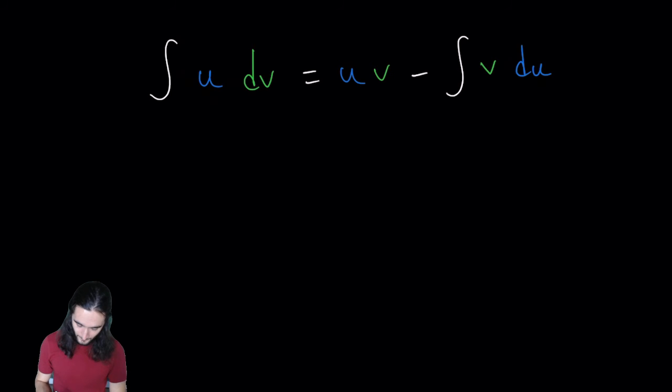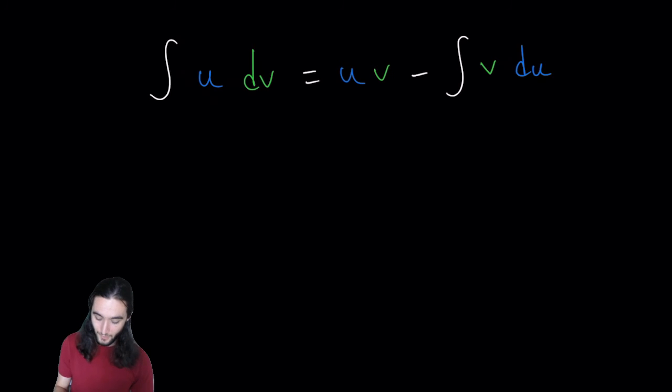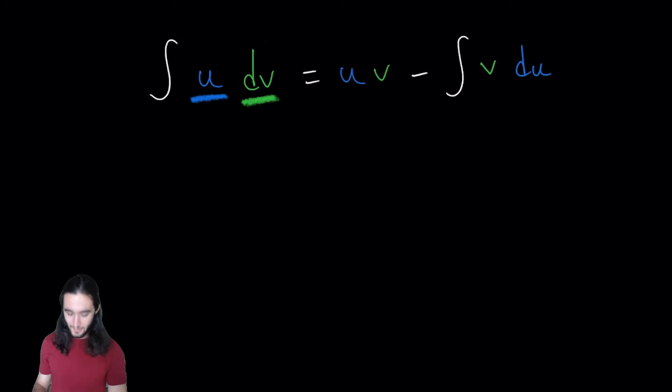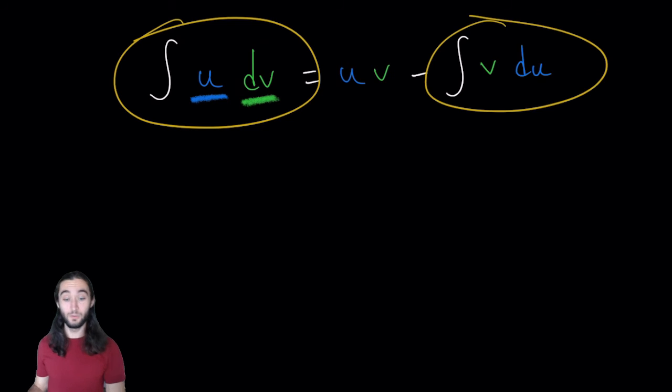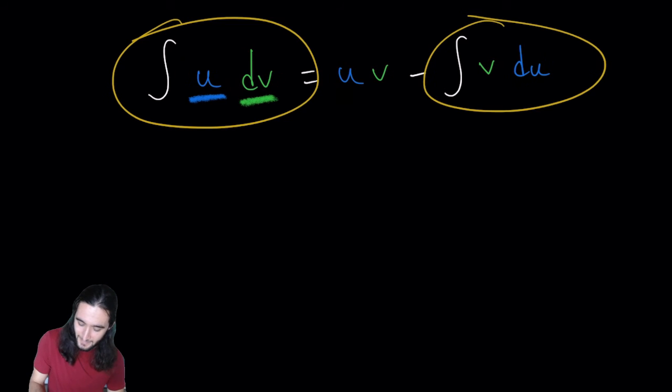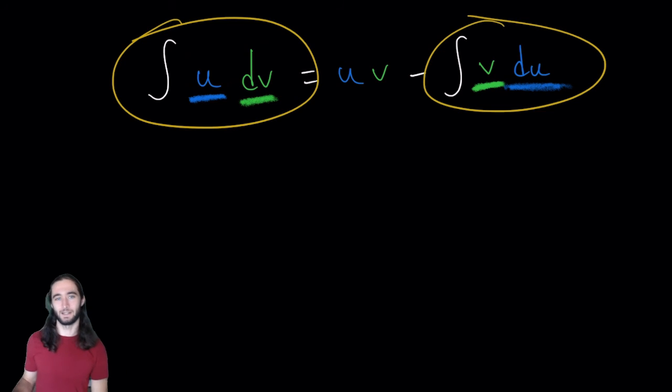Integration by parts says if you have the product of two functions like we have here, one times the other, you are able to use this formula to swap it out for a new integral. So we had this old integral of the product of two things, and we swap it out for a new integral of the product of two things, but the product is a little bit different. We took the blue function, the one we were calling u, and we replaced it with its derivative. And we took the green function, the one we were calling dv, and we replaced it with its antiderivative.